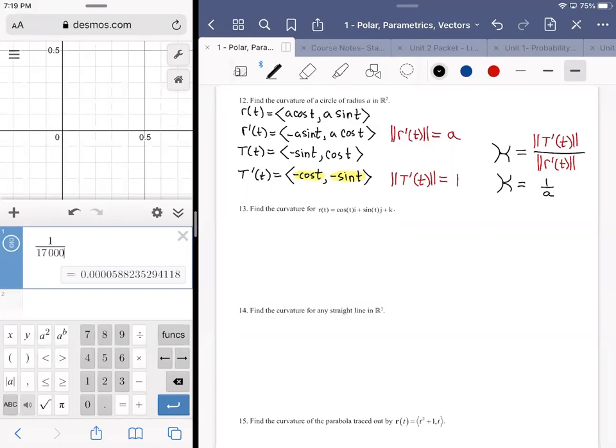3,959 miles. I wasn't even close. I think you said 59.